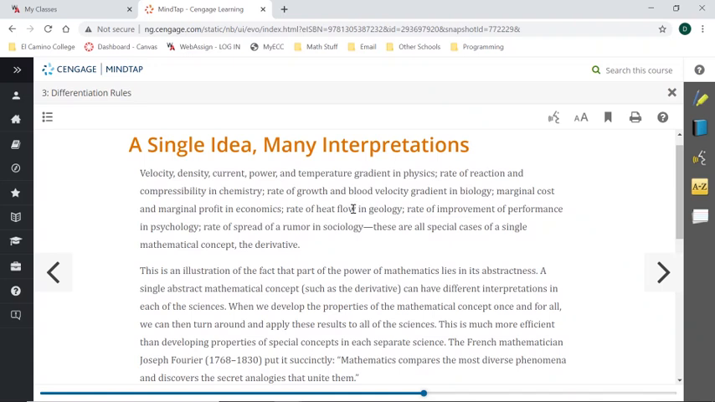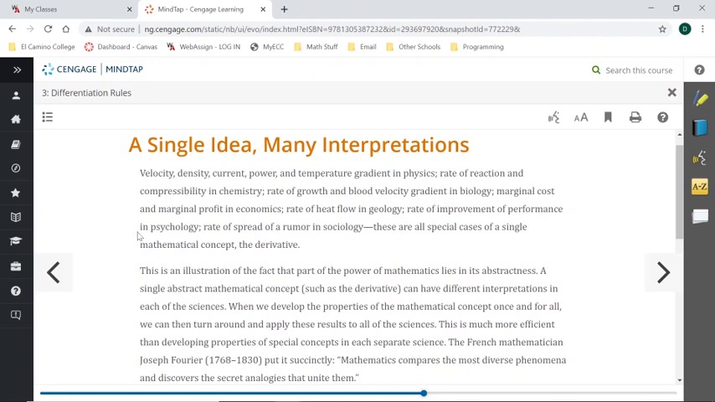The rate of improvement of performance in psychology. The rate of spread of a rumor in sociology. Stewart gets into more detail for a variety of these within this section of the textbook. And if you're interested in any of these, I urge you to take a look at some of those interpretations as well. And in your future courses, you may run into the use of a derivative for a variety of applications.